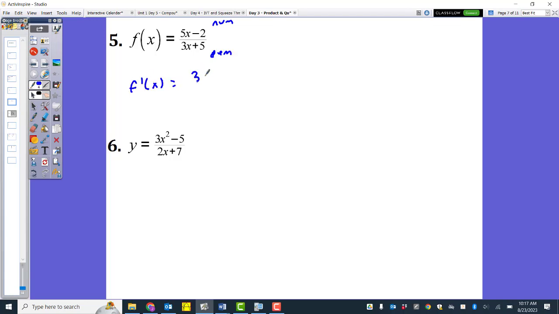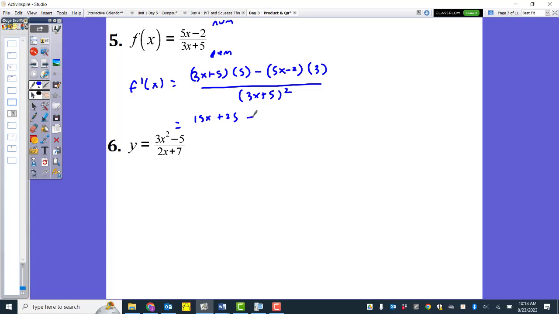So we take the denominator, 3x plus 5, times the derivative of the numerator, 5, minus the numerator, 5x minus 2, times the derivative of the denominator, so 3, all over the denominator, 3x plus 5 squared. And we'll distribute. Distribute this one in, we get 15x plus 25, minus, distribute this one in, 15x, and then remember to distribute the negative as well, so plus 6 over 3x plus 5.